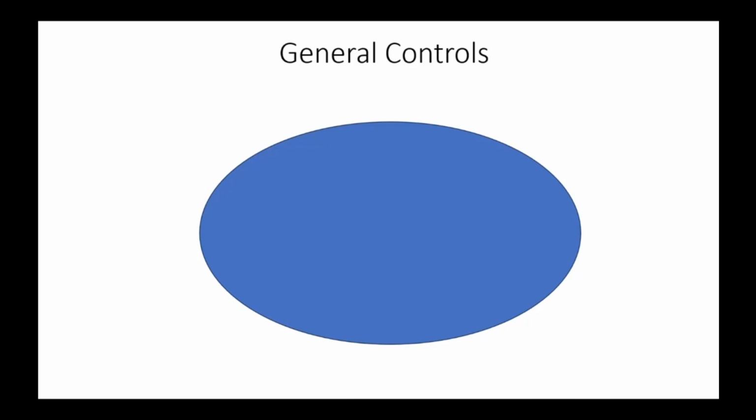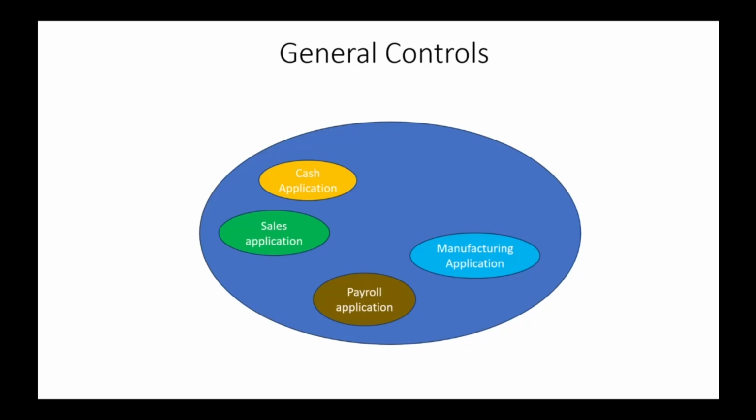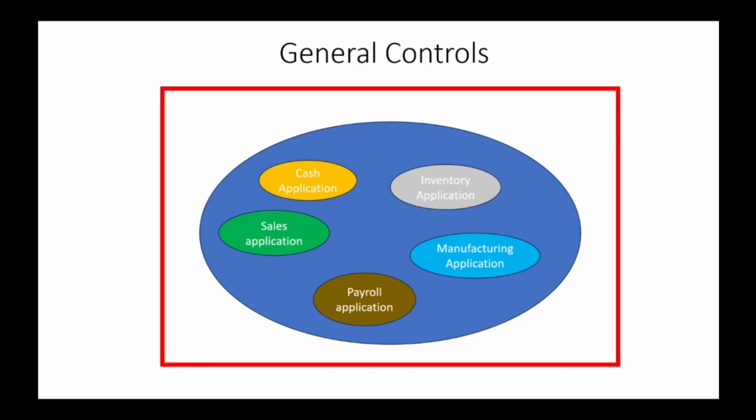Think of this as our information system, which will have various accounting and business applications such as a cash application, sales application, payroll application, manufacturing application, inventory application. So these are specific applications within the system. Then here come the general controls. General controls are that red rectangle that protects the whole system.